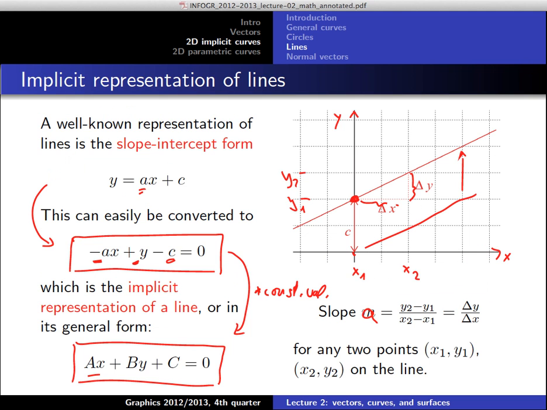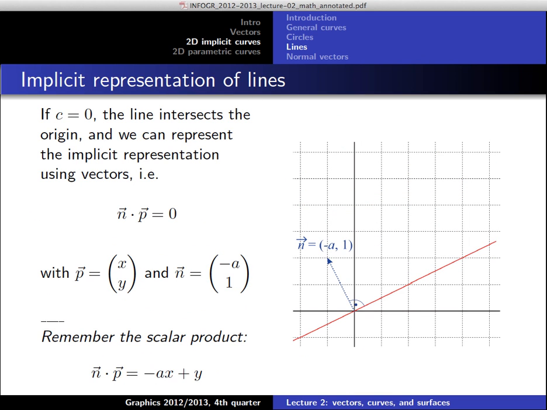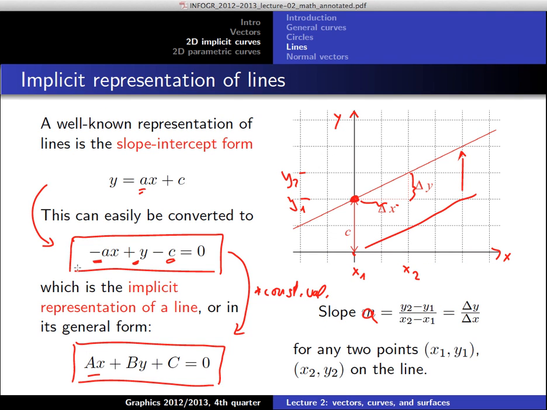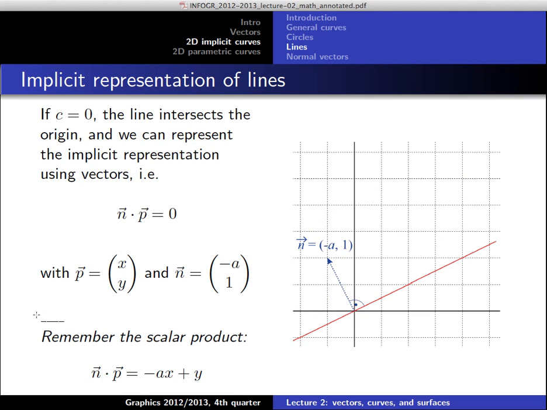Now, like I said, we used this slope-intercept form to come up with the equation, but of course we introduced this whole vector concept first because it is very useful to describe these geometric shapes in graphics. So of course we are also interested in describing these implicit equations in vector form. And if you remember how the scalar product was defined, you see that this definition here is actually nothing else but a scalar product of a vector p, which has our variables x and y, with a vector, I called it n, with the coefficients minus a and 1.